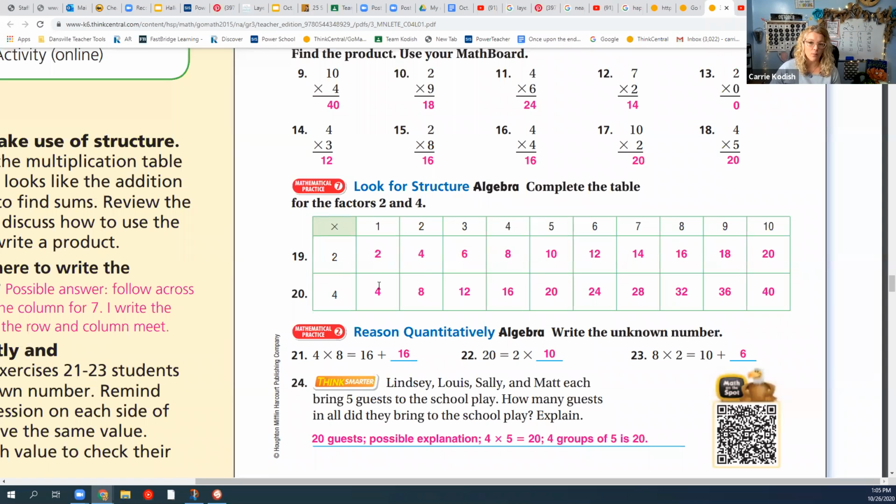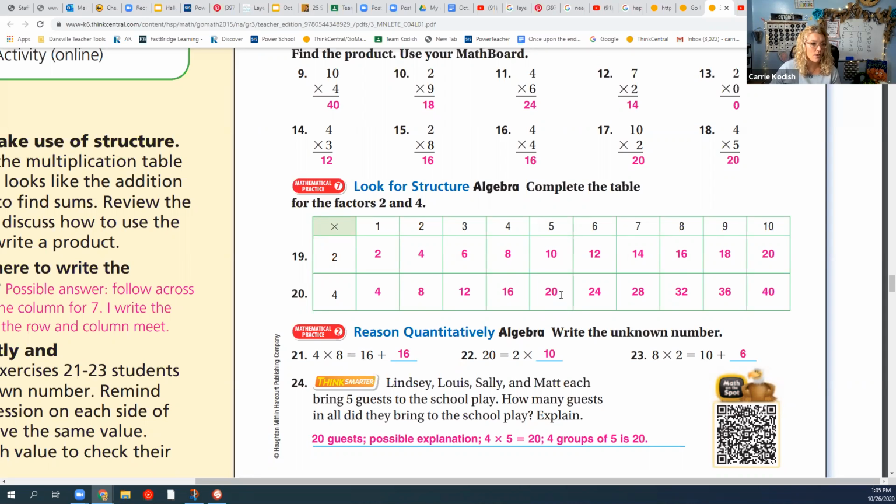Well, let's see a pattern between the 2s and 4s. The answers or the products for 2s and 4s. Do you see it? What's the difference between 2 and 4, or 4 and 8? 6 and 12, 8 and 16, 10 and 20. What pattern do you see?